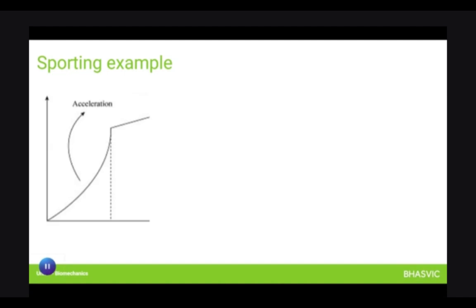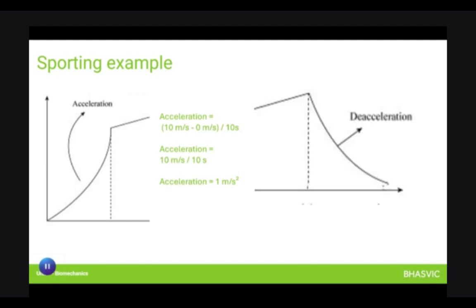For some sporting examples, the first graph shows a sprinter accelerating. The slope is positive, showing an increase in velocity. At the origin, which is the start of the graph, the velocity of the sprinter is 0 meters per second. When the race starts, the sprinter has an initial velocity of 0 meters per second and moves to a final velocity of 10 meters per second over 10 seconds. Using the formula, we can calculate the acceleration by doing 10 meters per second take away 0 meters per second divided by 10 seconds, which would give an acceleration of 1 meter per second squared.